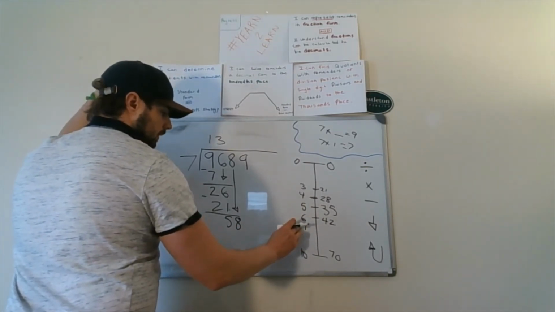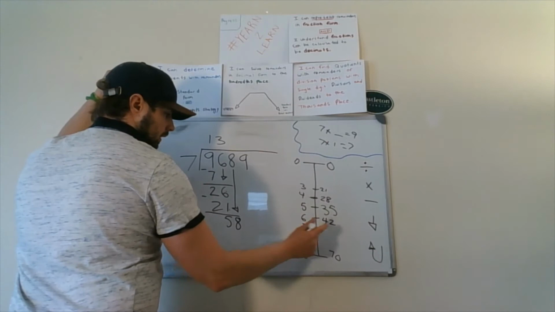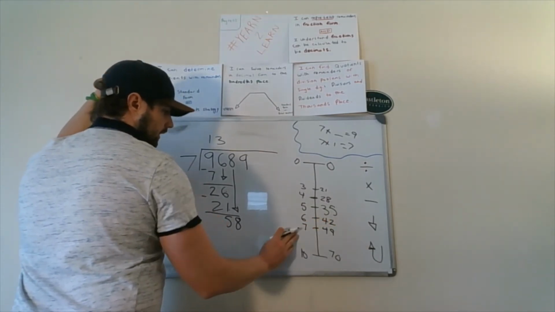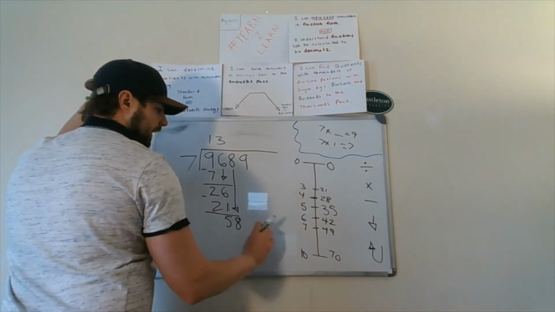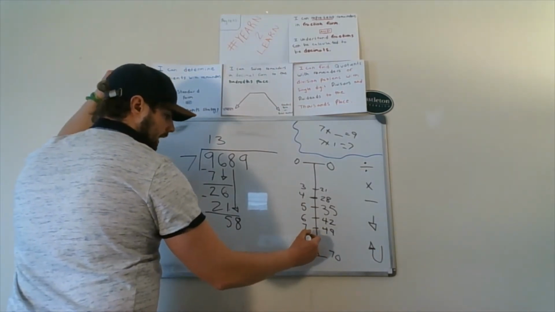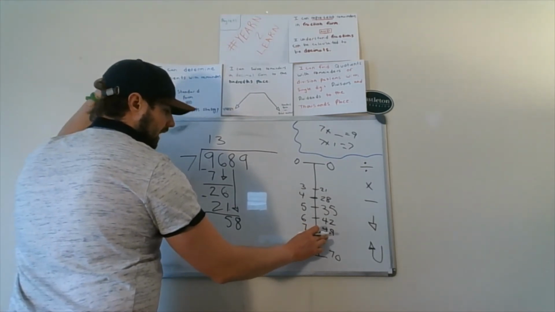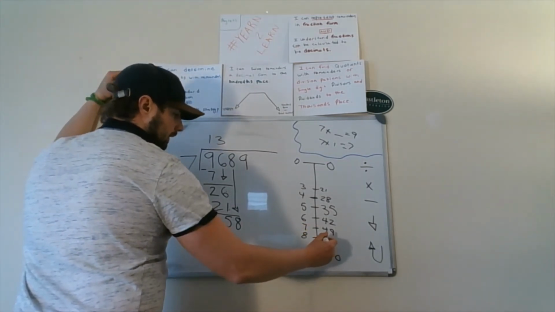Another group would give me 7 more than 42. That would be 49. Still think I could get closer. What about 8 groups of 7? One more group of 7 would be like adding 7 to 49. That would be 56.